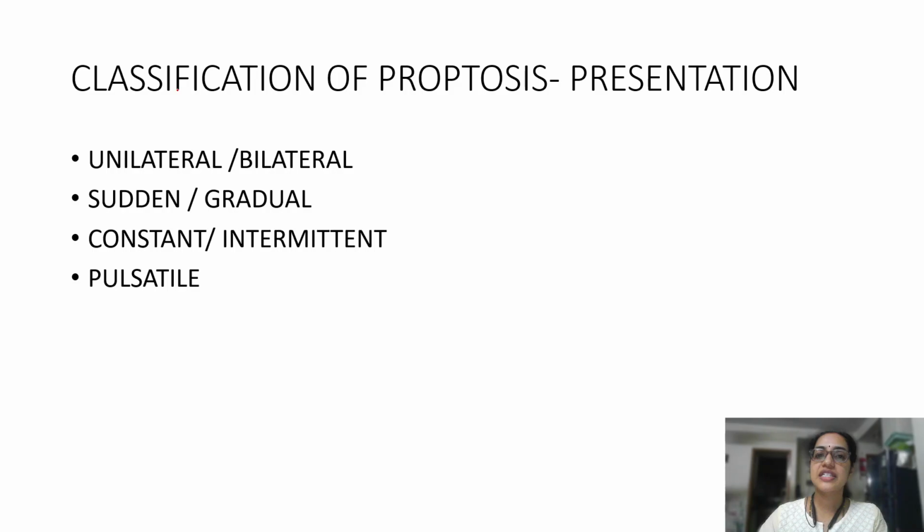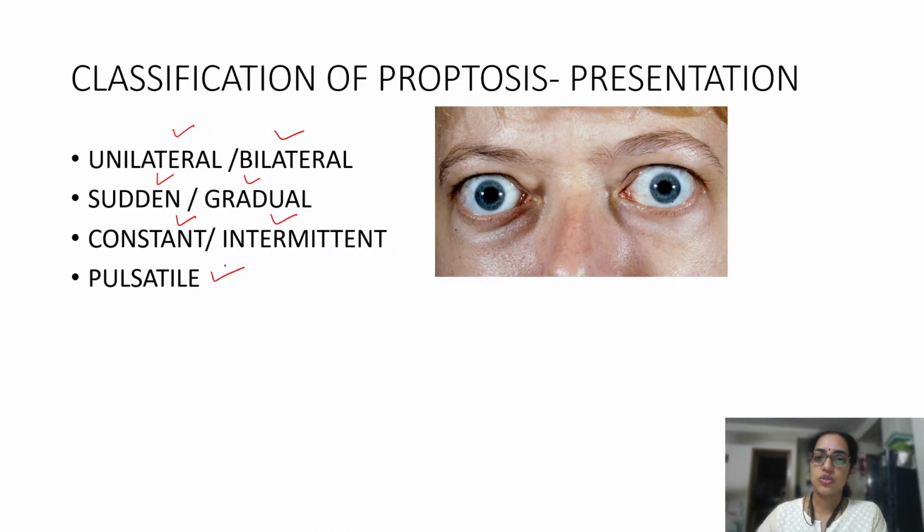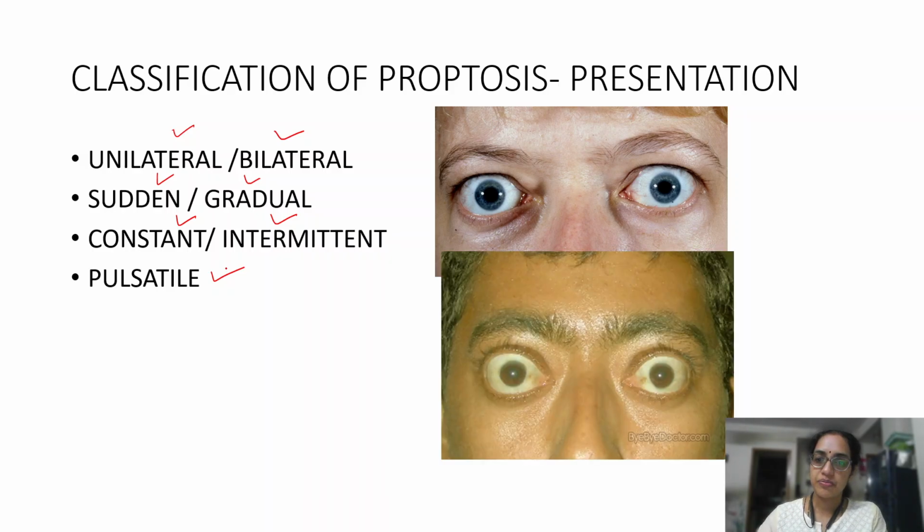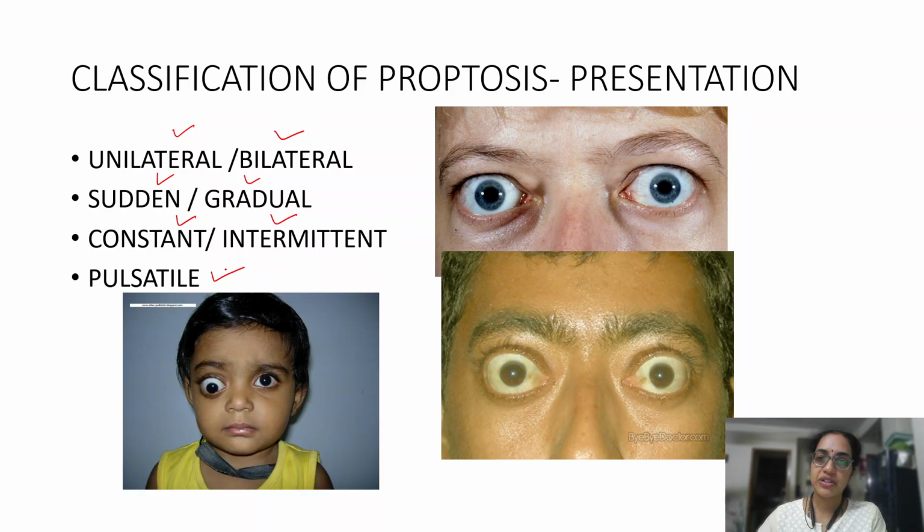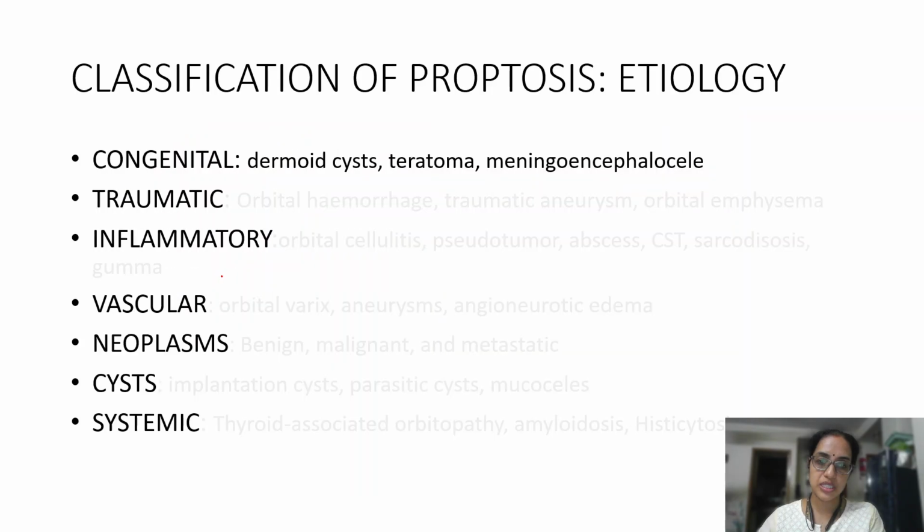So how do we classify proptosis? Based on presentation, it can be unilateral or bilateral. It can be of sudden onset or gradual onset. It can be constant or variable, or it can be pulsatile. So here is a case of bilateral proptosis. Again another case of bilateral proptosis, and here is a case of unilateral proptosis.